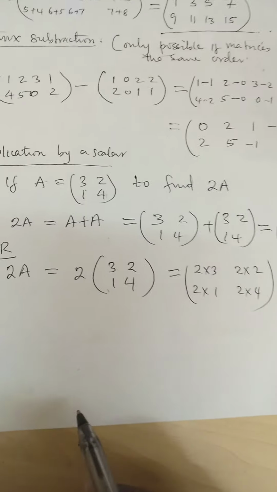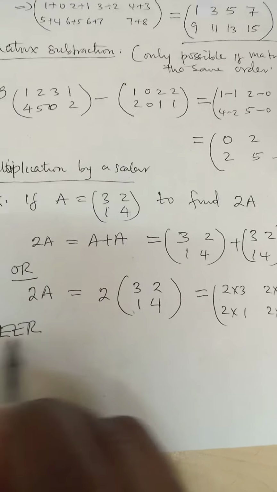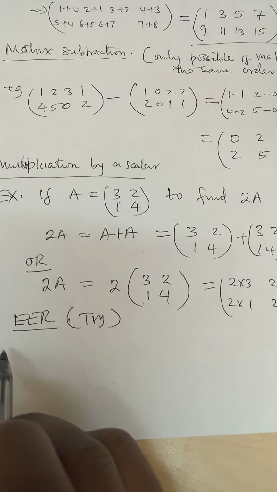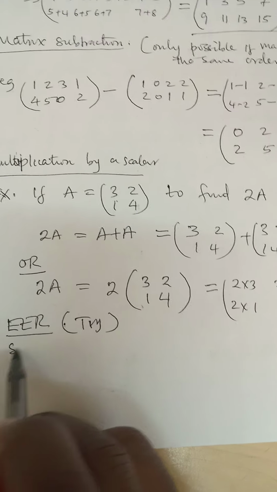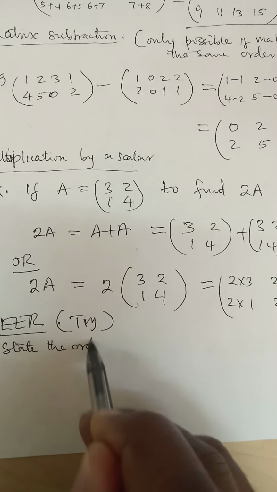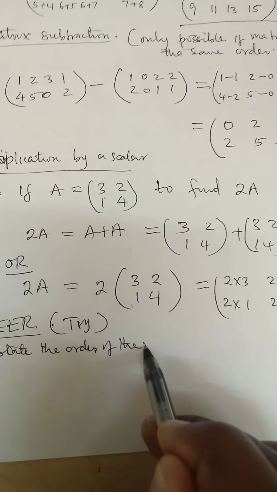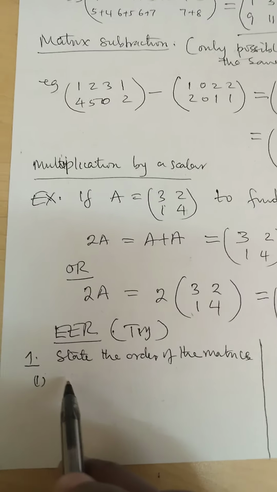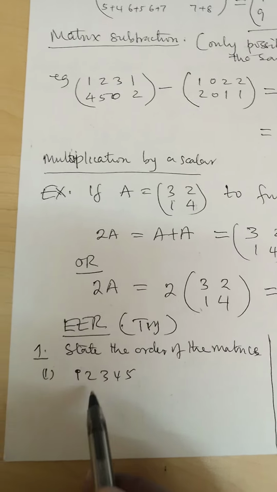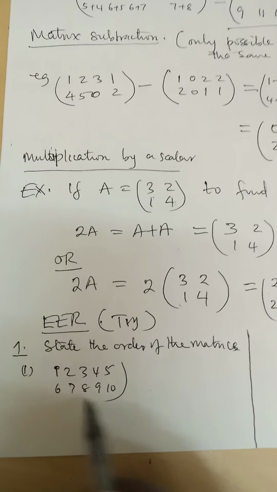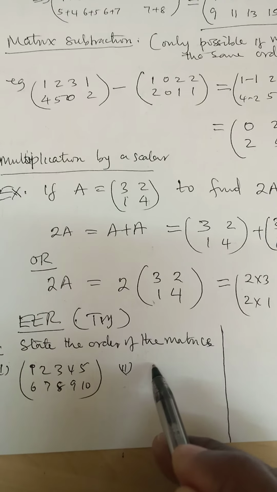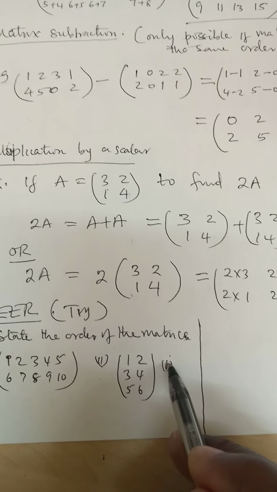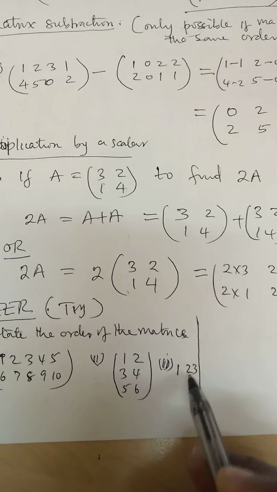At this stage, I will wind up this lesson and give my followers a few numbers to try out. For example, number 1, just a few numbers. State the order of the matrices. And we could have number 1 as 1, 2, 3, 4, 5, 6, 7, 8, 9, 10. But 2 could have 1, 2, 3, 4, 5, 6. But 3, we could have 1, 2, 3, 4, 5, 6.